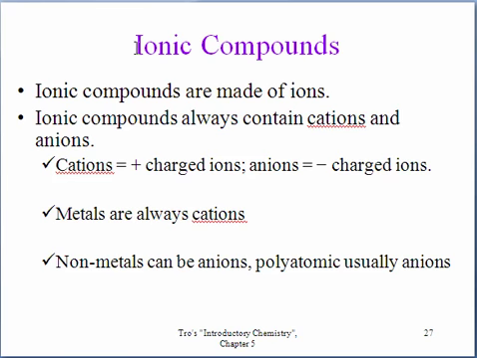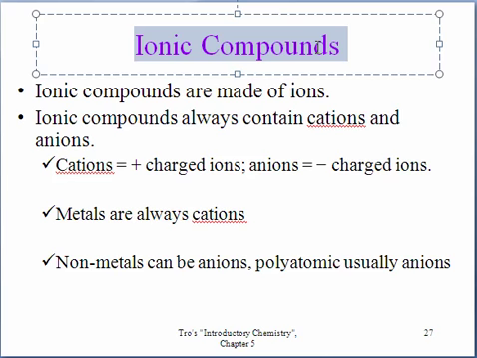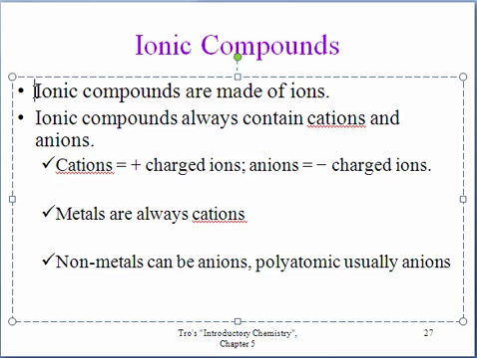Now let's look into more detail into ionic compounds. Ionic compounds are always made of ions. Not only are they made of ions, but they have to contain cations, which are positively charged, and anions, which are negatively charged. The positive and the negative must cancel one another out to give a total charge of 0. So as a reminder, cations are positively charged, anions are negatively charged.